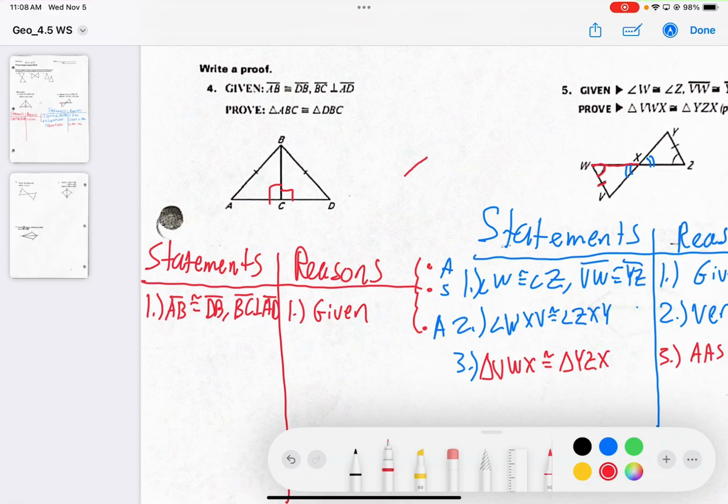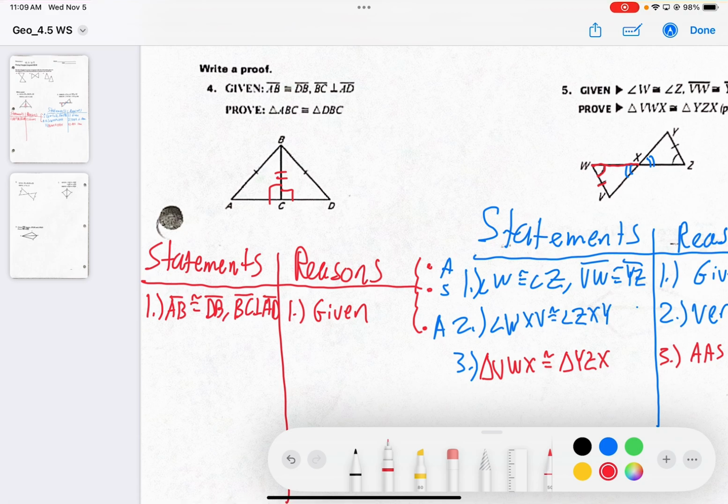AB and BD. Good. No, not A, B, and B, D. Those are already given to me, my friend. AC and CD. Nah. You only got one left. BC and BC. Because they're what? Good, Prabner. They're reflexive sides.